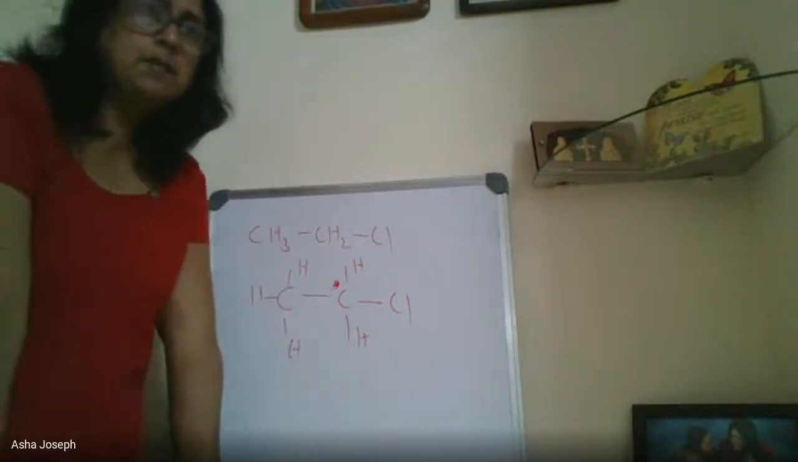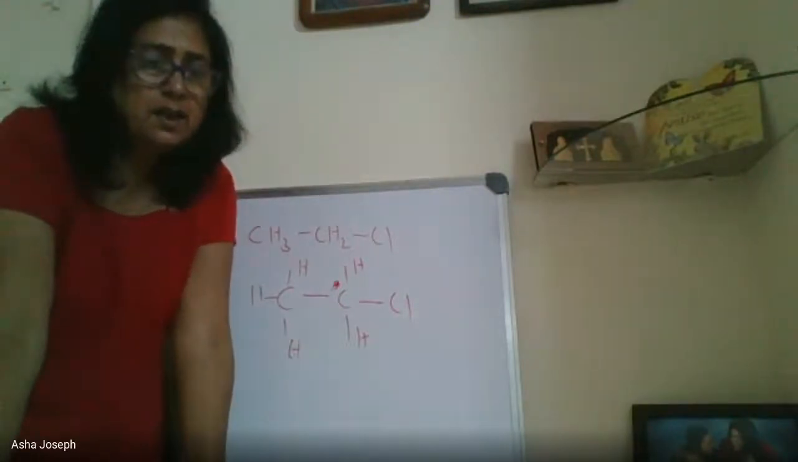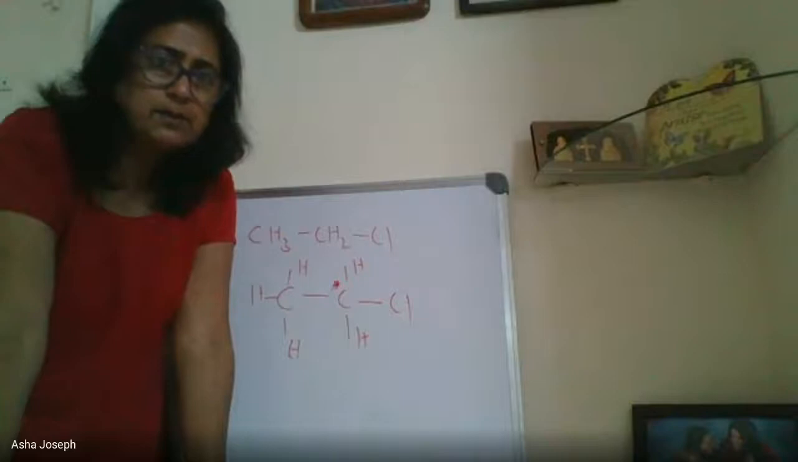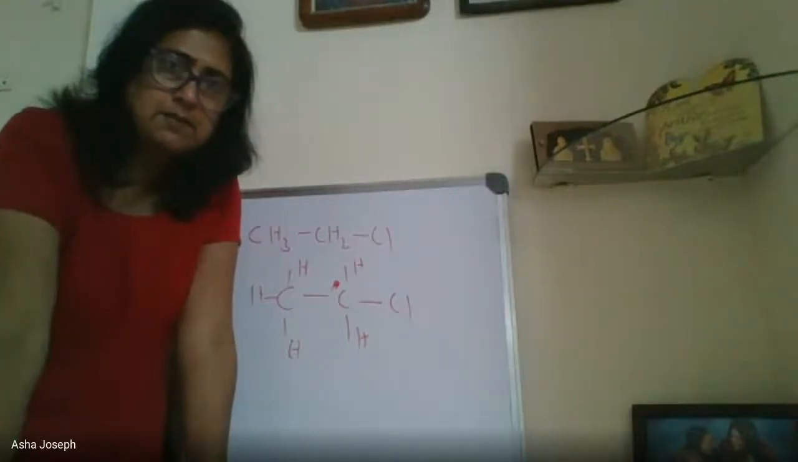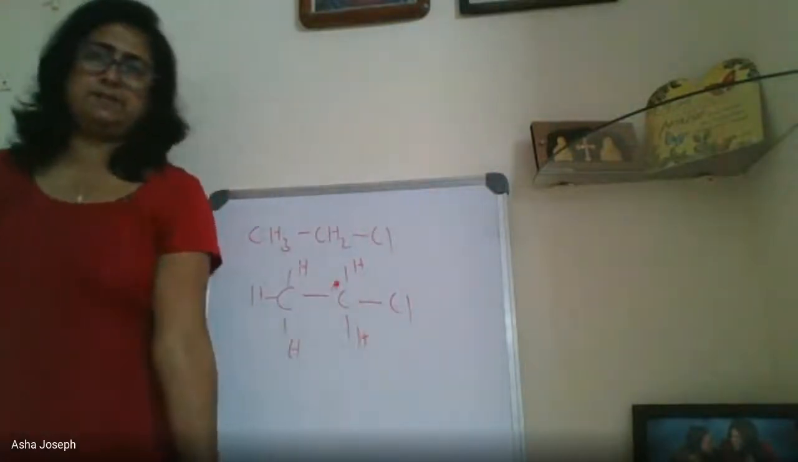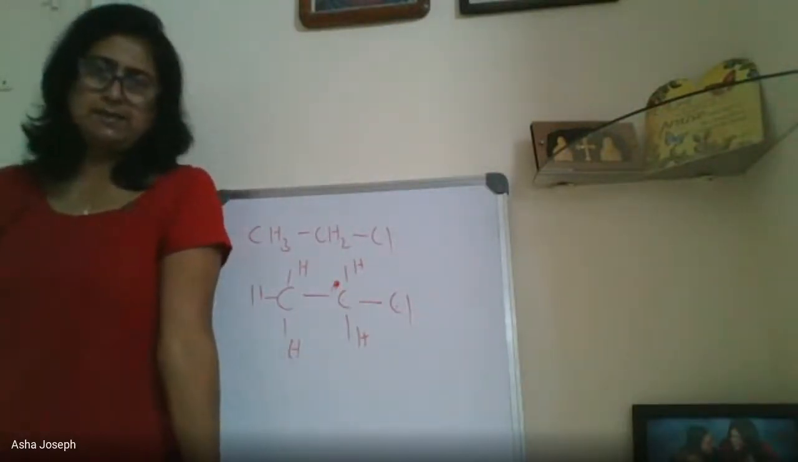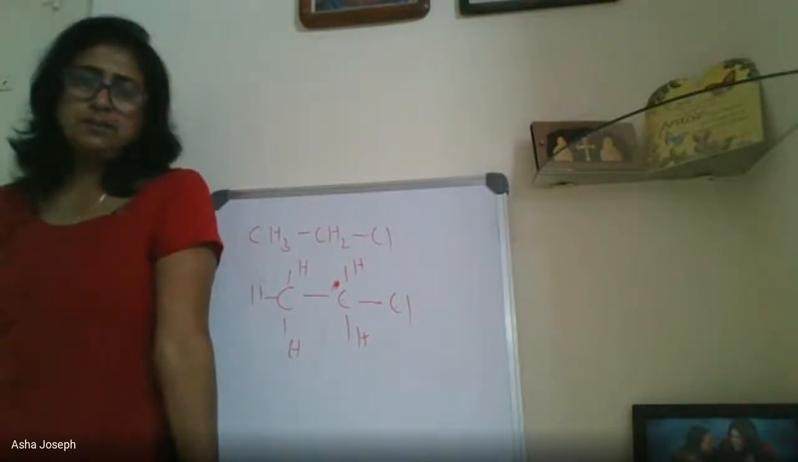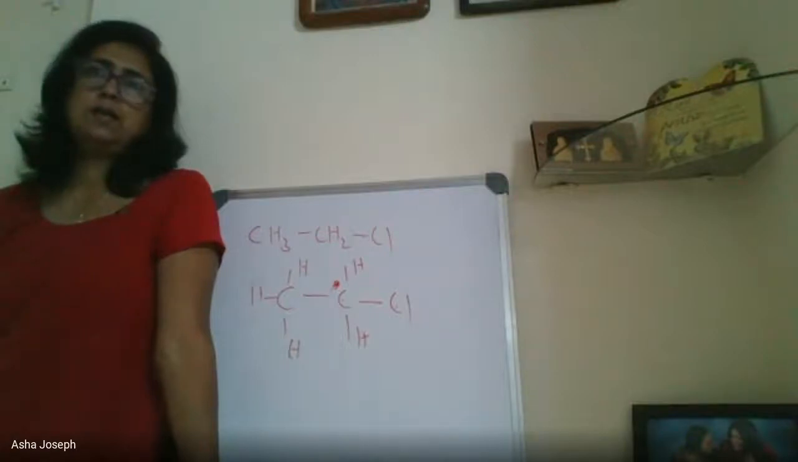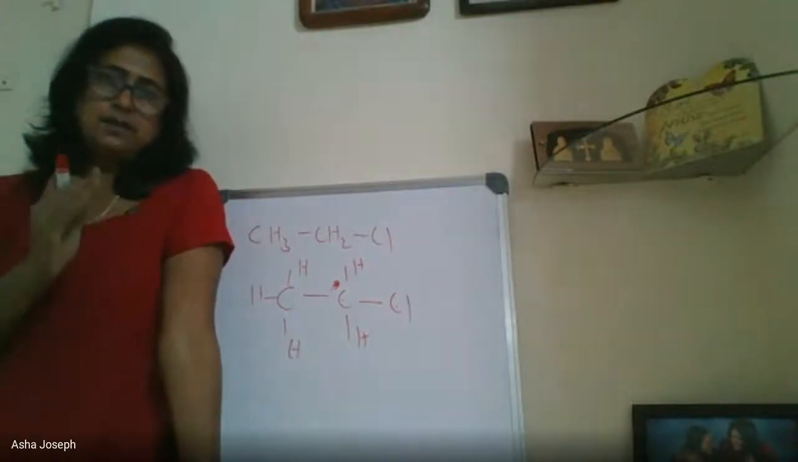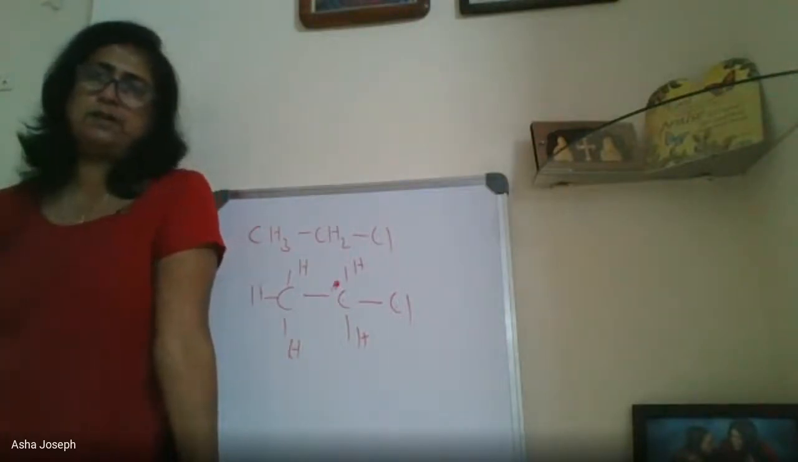And then there are some haloalkanes and haloarenes in which the carbon connected to the halogen is having sp2 hybridization. So that is the classification. All of you understood? Classification is based on the hybridization of the carbon connected to the halogen. So there are two classifications. One is the carbon connected to the halogen is sp3 hybridized. And the second, in those haloalkanes and haloarenes, the carbon connected to the halogen is sp2 hybridized. Clear?